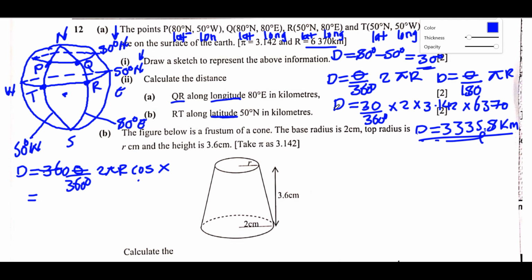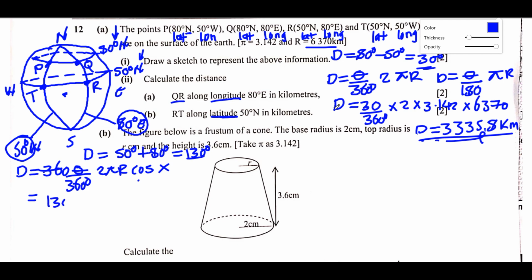Since we want the distance along the latitude, we are supposed to find the difference in the longitude. So what is the longitude for R? It is 80 degrees east, then 50 degrees west. Here we are going to add. So we say difference is equal to 50 plus 80. So this gives us 130.